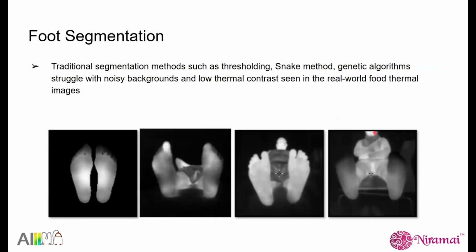So coming to the first part, which is the foot segmentation, as you can see, the images can come from the standard strict protocol, wherein the background is clear. Otherwise, there could be images wherein we have the head of the person or other body parts visible in the images. So here, the traditional methods, for example, thresholding or snake method or genetic algorithm, may struggle to work in the real scenario. So we want a method where the pixels related to the foot regions can be segmented very well.